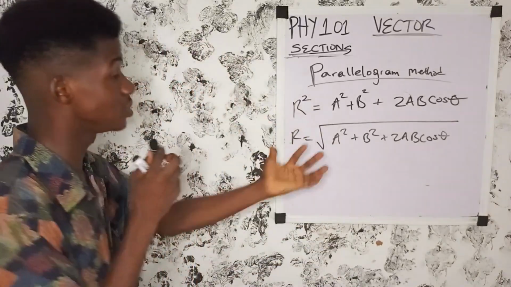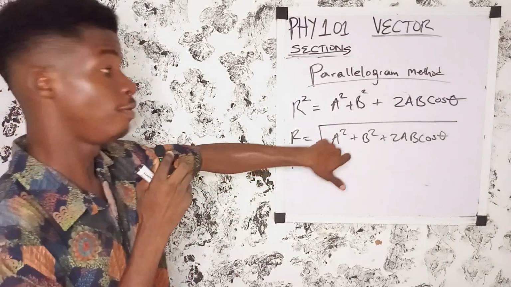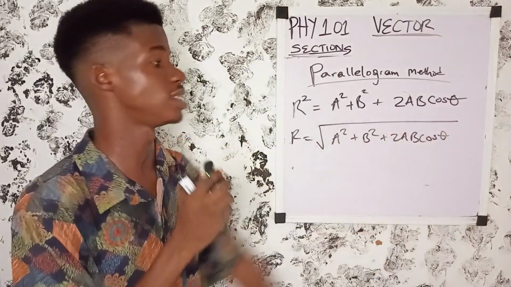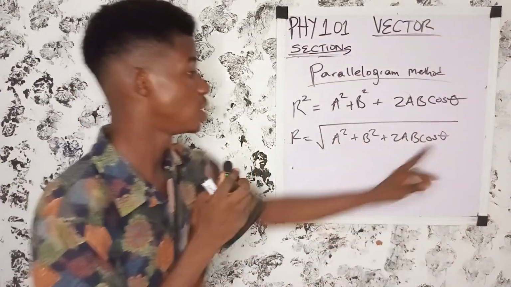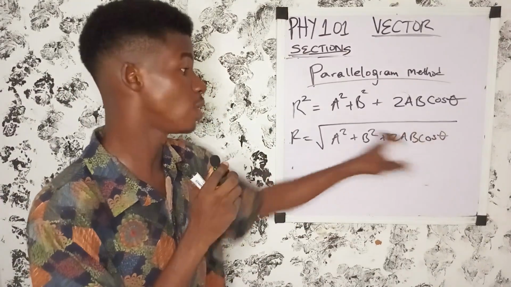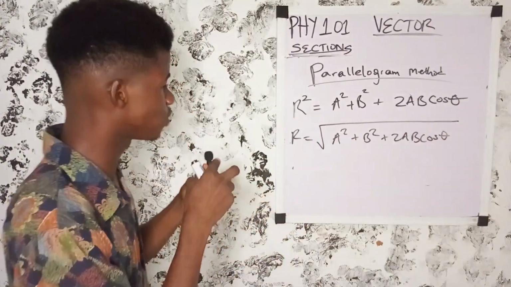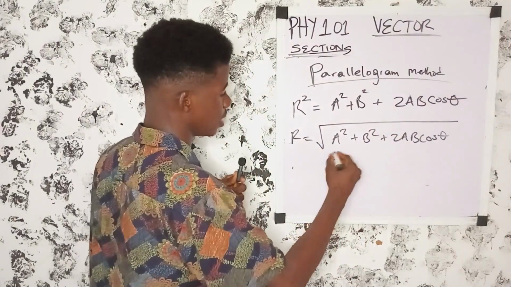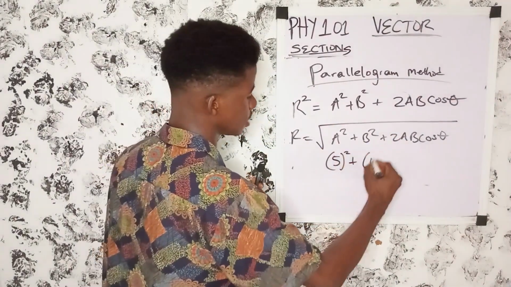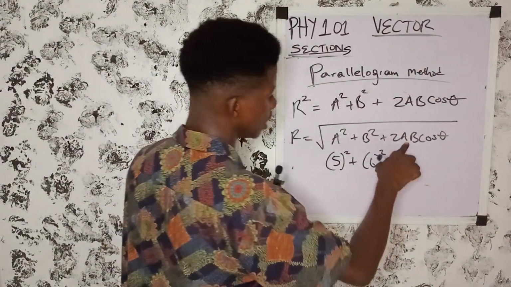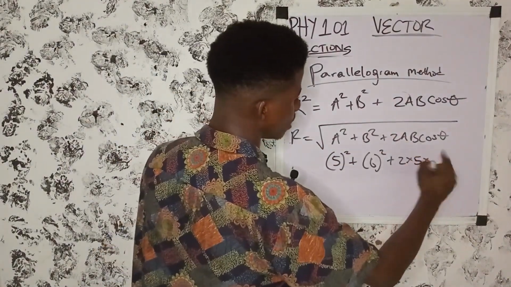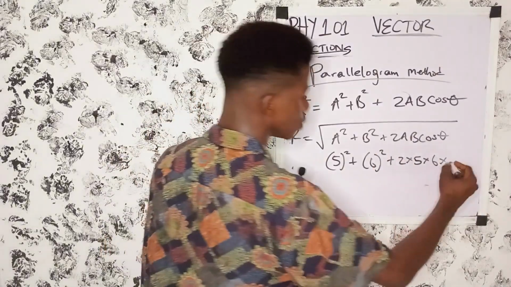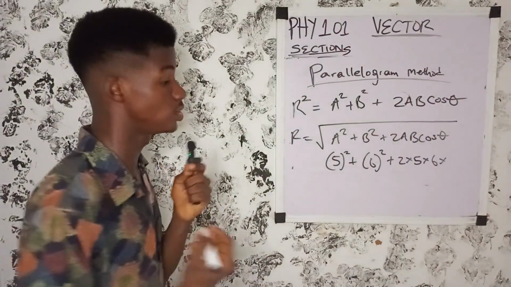Just put the values of the vectors a and b, then put the angle. That is just it. Let's say they give an angle of 60. Let me formulate: let's say a is 5, then b is 6, then plus 2 times a, which is 5, times b, which is 6, then times cos of the angle, 60. Cos 60 is 0.5.